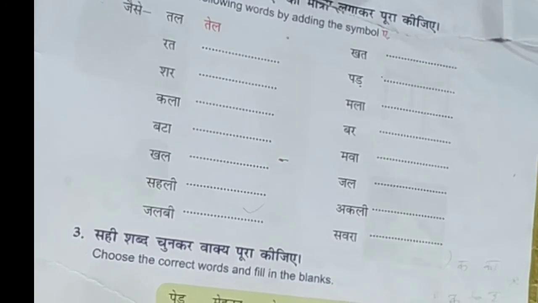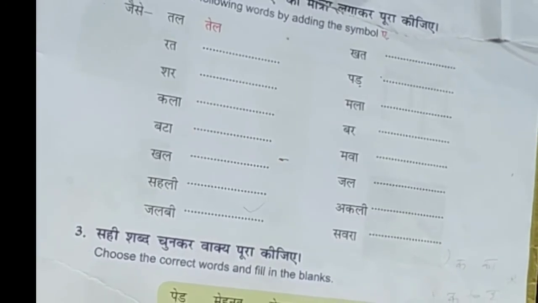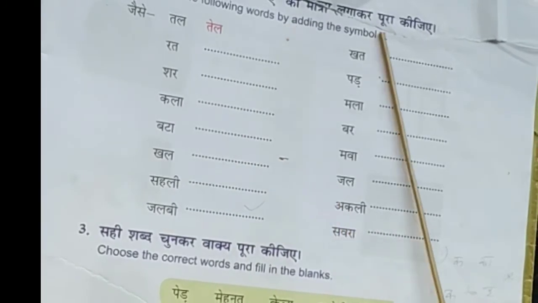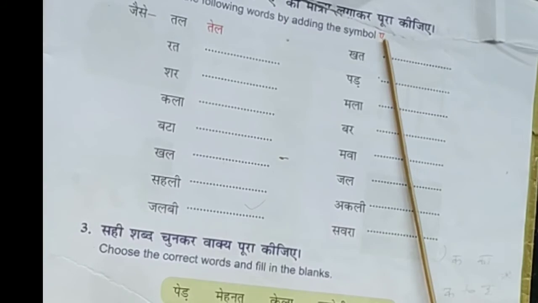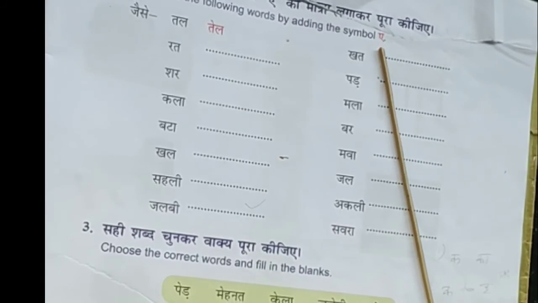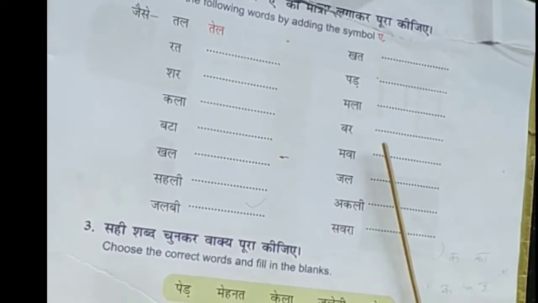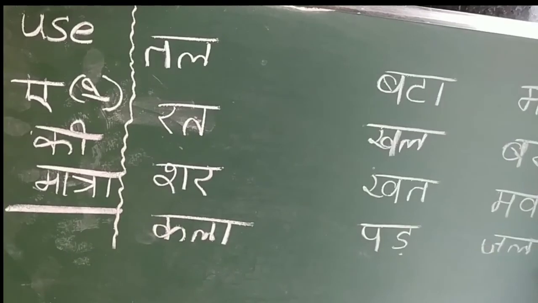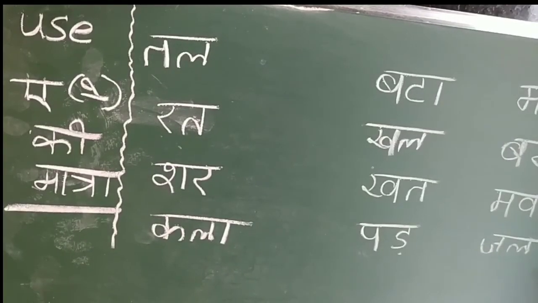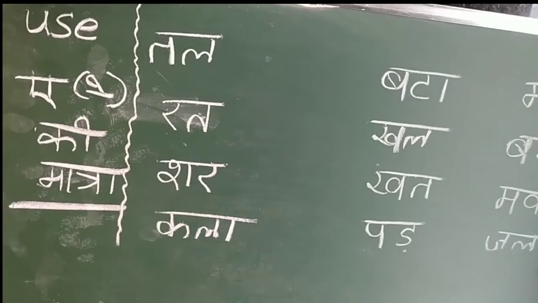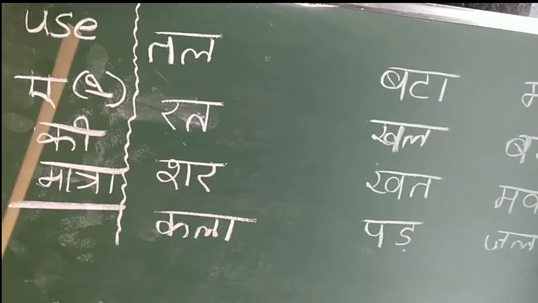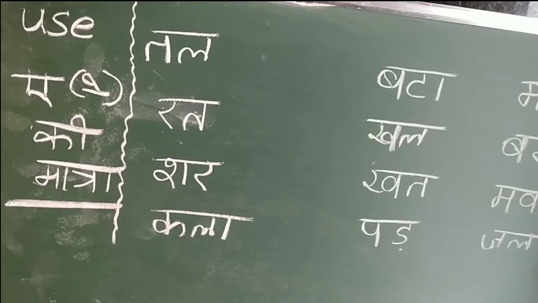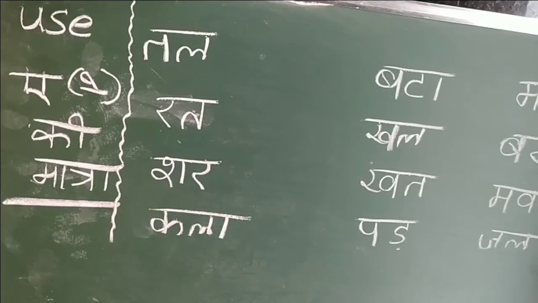Now, children, move to next page 13. See here, complete the following words by adding the symbol A. Here, you have to use the symbol A and rewrite these words. See here the example. Use Eki Matra. Let us do this exercise.